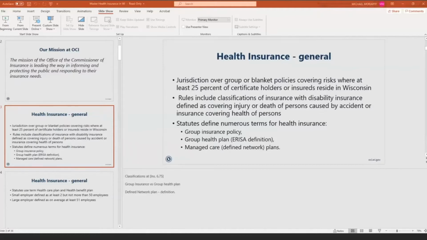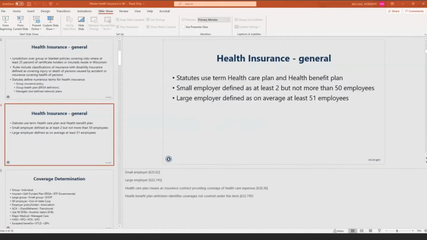Next slide. So insurance, in particular health insurance, is heavily regulated through the Wisconsin statutes. We're mainly in chapters 628, 631, and 632, which have the bulk of our laws that pertain to health insurance. Small employers are 2, so not just a husband and a wife, but 2 employees, but not more than 50. And a large group, even after some litigation on the feds, is a group of employees with 51 or more.